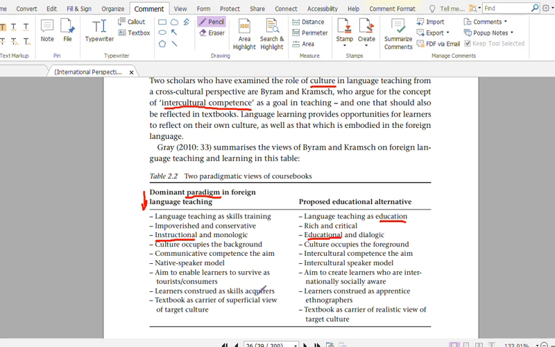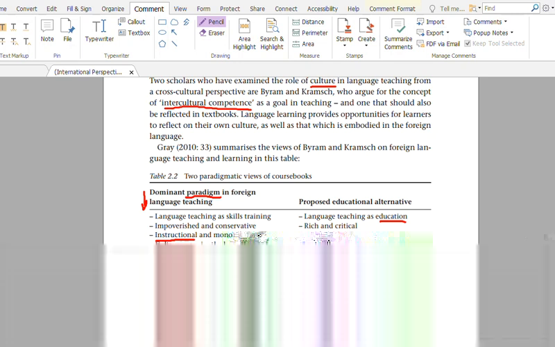Learners construed as a skill acquirer. The focus is on a skill. Okay, so do you study language? So you are learning writing. So can you write? Can you read? But here, learners are introduced as apprentice ethnographers. Ethnographer means that you are in the field. You are actually citizens. You're learning how to be a successful citizen, not a learner of skills. You're acquiring the identities of a successful citizen.